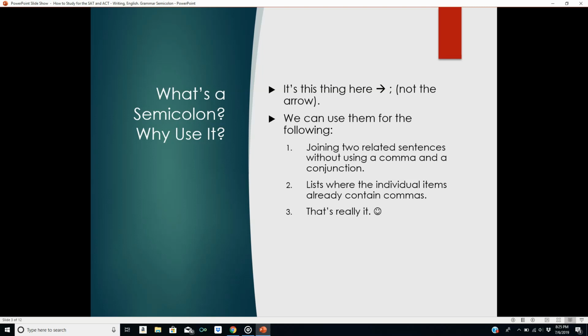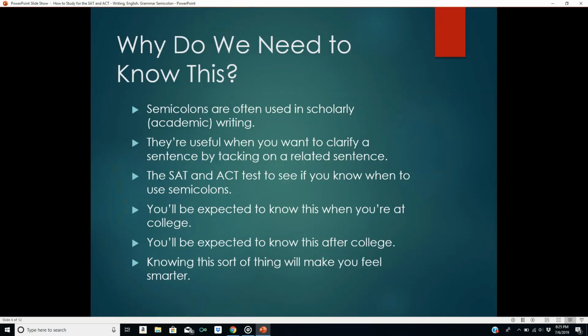What's a semicolon? Why use it? It's this thing here, not the arrow. Notice that a semicolon is a comma with a dot over it. And we can use them for the following, them being semicolons. 1. Joining two related sentences without using a comma and a conjunction. 2. Lists where the individual items already contain commas. 3. That's really it. Why do we need to know this?